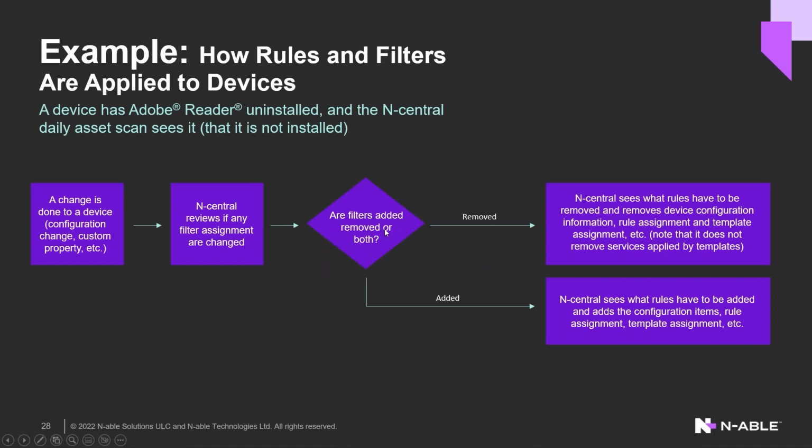Are filters added, removed, or both? If they were removed, And Central sees what rules have to be removed and removes the device configuration information, rule assignment, and template assignment. Note that it does not remove services applied by templates. Monitoring is sticky. You have to tell monitoring to remove. It doesn't remove because you've asked the filter to change something.